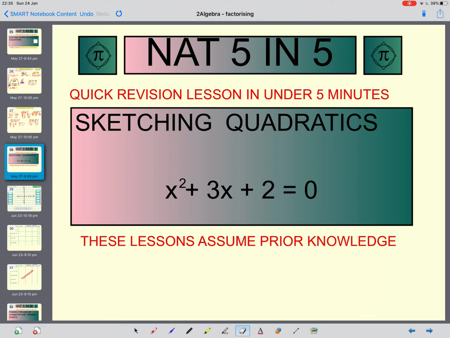We're going to be looking at sketching quadratics today. This video assumes that you've watched the previous videos. We're going to be really looking at the y-intercept today and then bringing everything else together and sketching them fully.